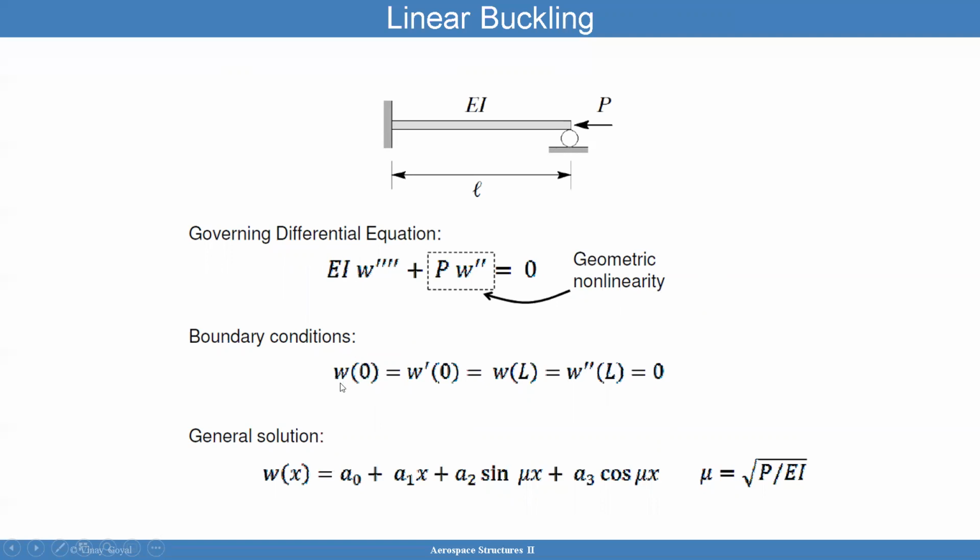On the left-hand side, W here is the out-of-plane deflection. I was using Y earlier, but now I'm using W. E is the modulus, I is the cross-sectional moment of inertia. P is the load applied.